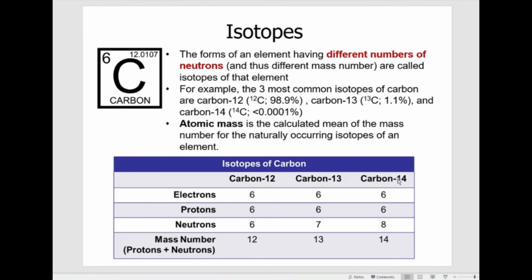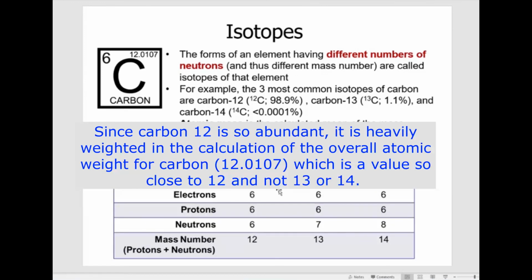So carbon 14 will be the heaviest form of carbon element. And in nature, carbon-12 is the most common one and accounts for almost 99%, right? And then 13 and 14 are pretty rare, but when you calculate the atomic weight for this element, you have to consider all the different forms, right?